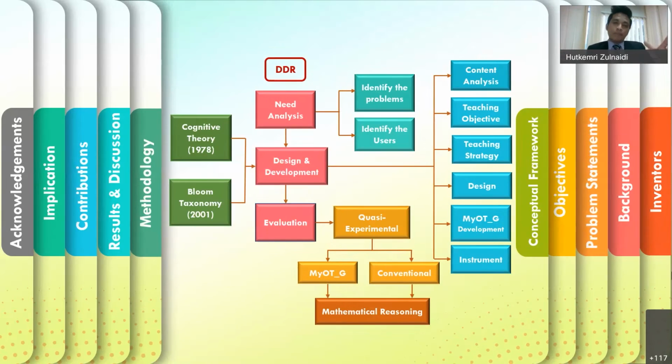How do we develop the My-OTG? We use the DDR approach, starting with the needs analysis process, design and development, and evaluation. We have so many things to do for every step, but we start with the needs analysis process.